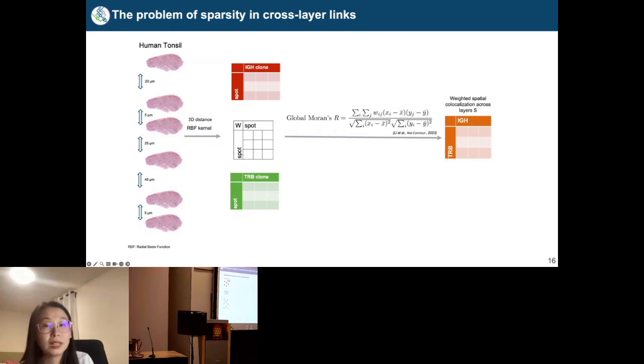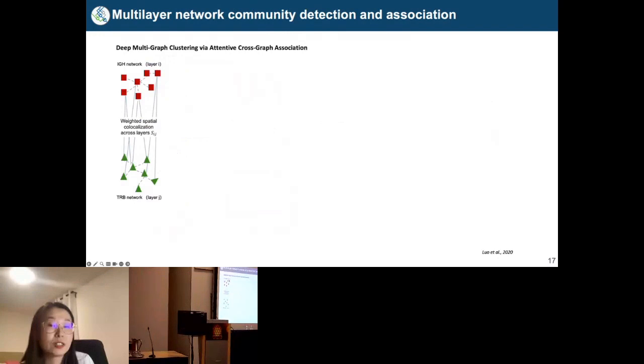Now we have already constructed a 3-layer network. Next, we implemented deep multi-graph clustering, which was proposed by Luo in 2020, to detect communities that are spatially colocalized. Here, I only show how the method detects communities between the IgH and TRB layers, but it can be extended to more layers, of course.